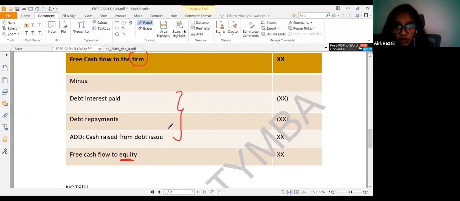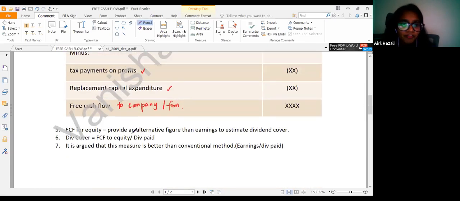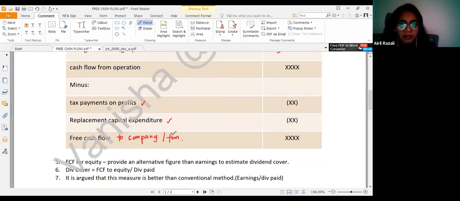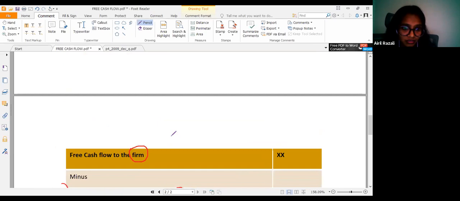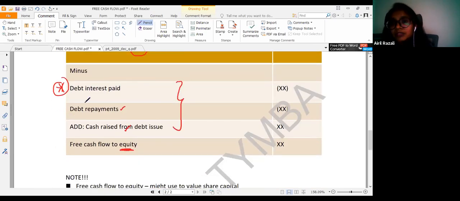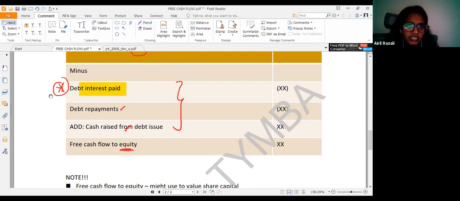Most of the time in your examination, in your P4, the examiner normally only asks for interest. Until today, I've never seen him ask a question that has debt repayment and any cash raise. He has not asked yet. I'm not saying that he cannot, but it's out of his way if he asks something like this. Okay, so it is that simple. Remember, from free cash flow to the firm to become equity, you just need to minus the debt related items. Most of the time, you just need to focus on debt interest.